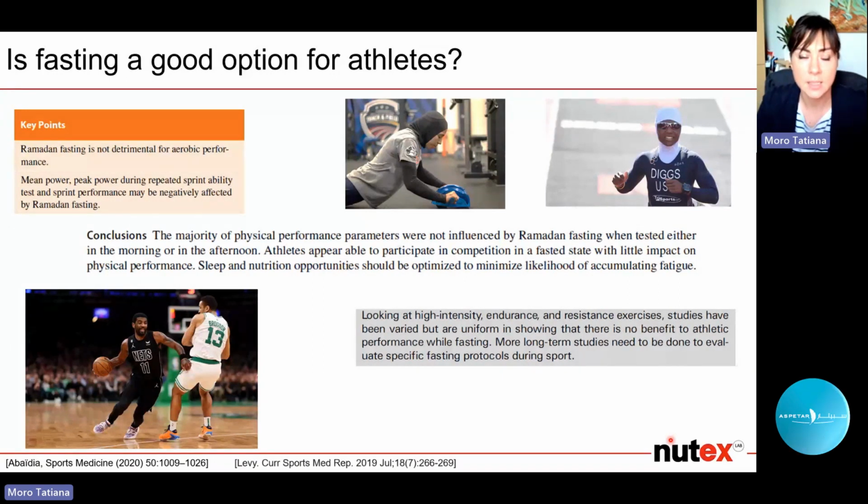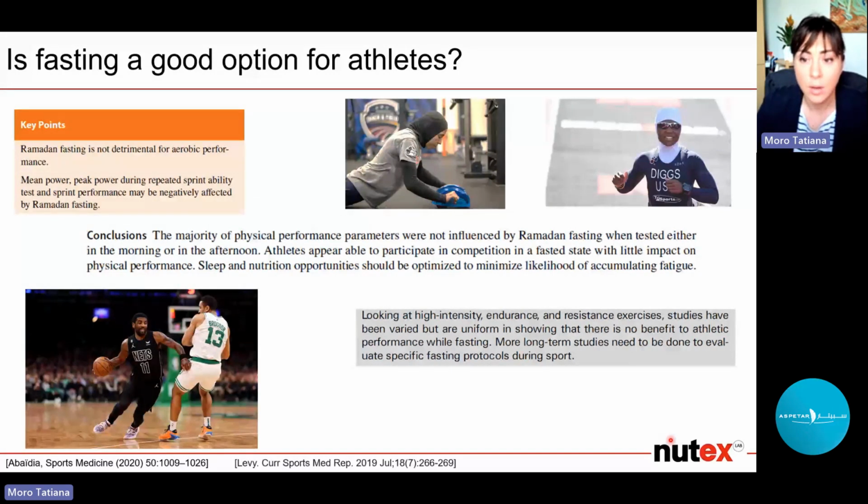So it looks like intermittent fasting sometimes could not be the perfect regimen for our athletes. But we also have to remember that Ramadan is not only a reduction of the feeding window, but also changes the circadian rhythm. There is caloric restriction, and there is sleep deprivation, which really can affect the performance of these athletes.